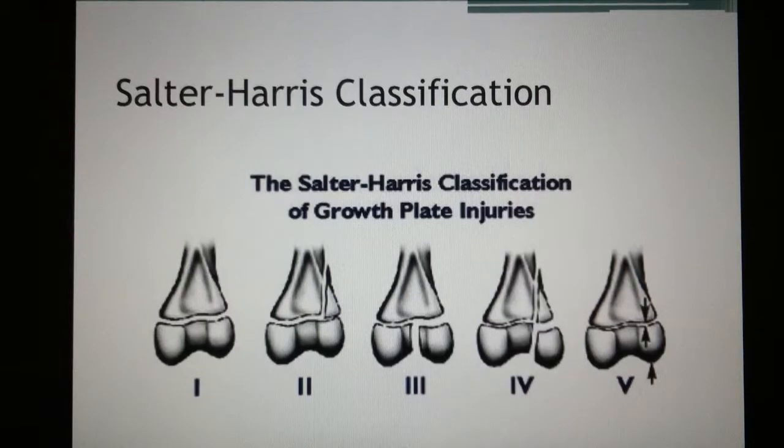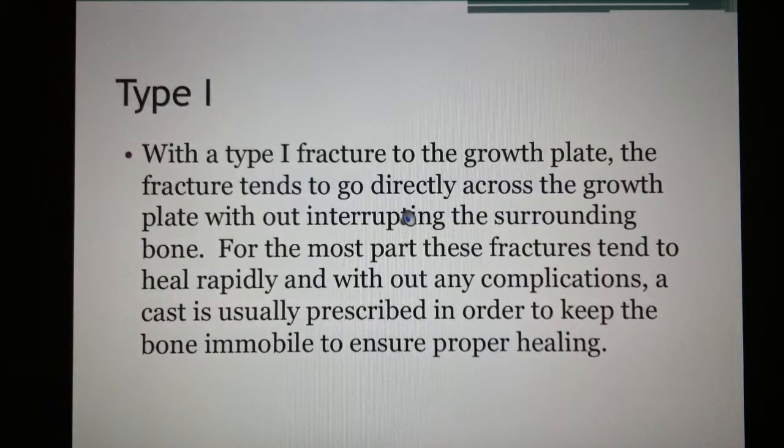Here is a chart that classifies the Salter-Harris classification. There's a level 1, a level 2, a level 3, 4, and 5 fracture. Type 1. With a type 1 fracture to the growth plate, the fracture tends to go directly across the growth plate without interrupting the surrounding bone. For the most part, these fractures tend to heal rapidly and without any complications. A cast is usually prescribed in order to keep the bone immobile to ensure proper healing.